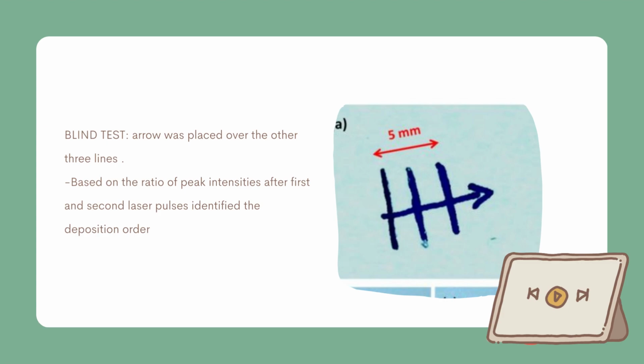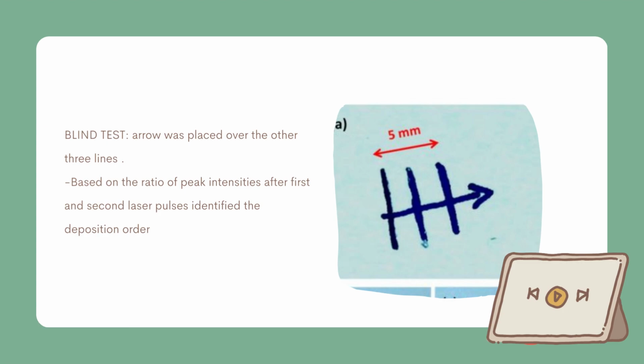On the third cross, both measurements indicated that the first laser pulse ablated the arrow and partially ablated the third ink, while the second laser pulse brought the composition of the third ink, which was placed first on the paper.